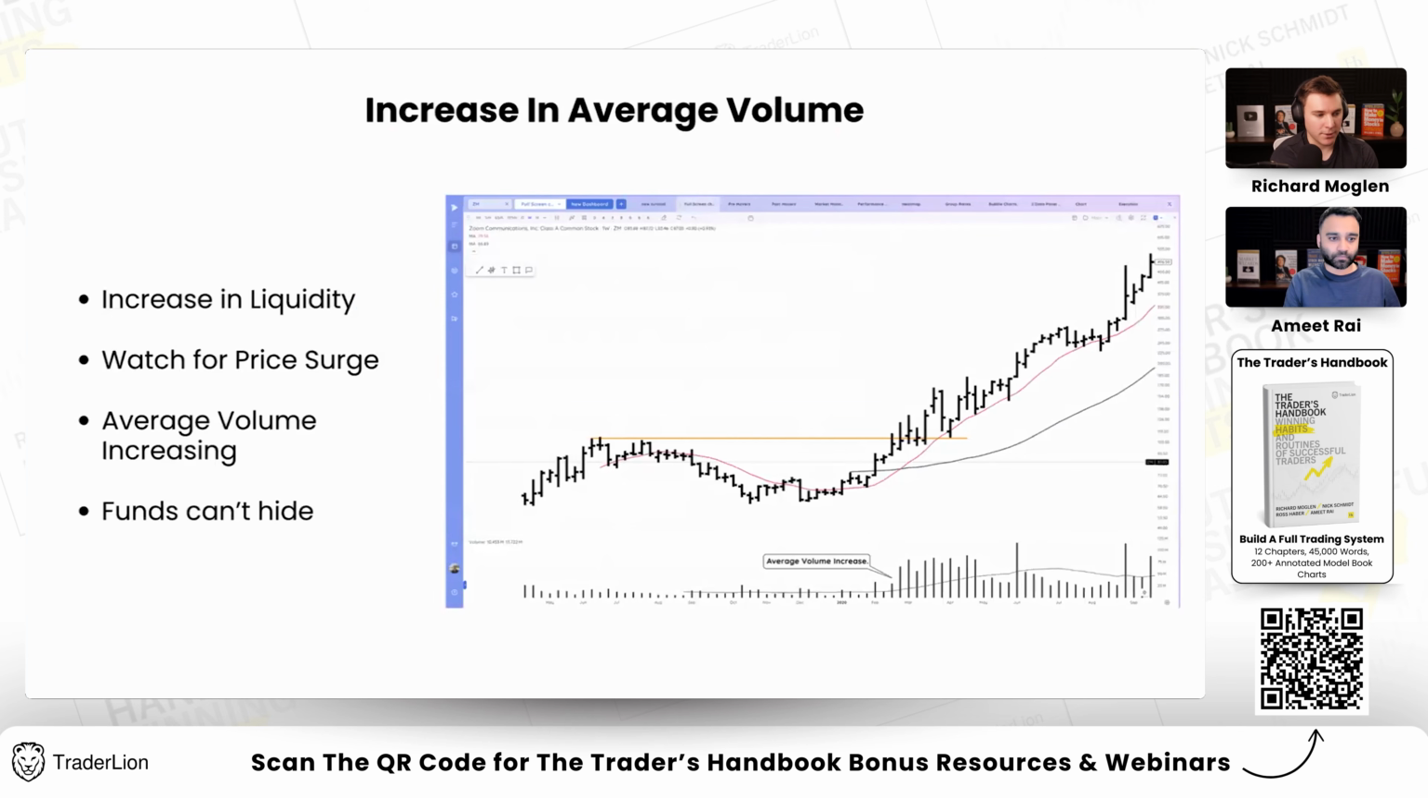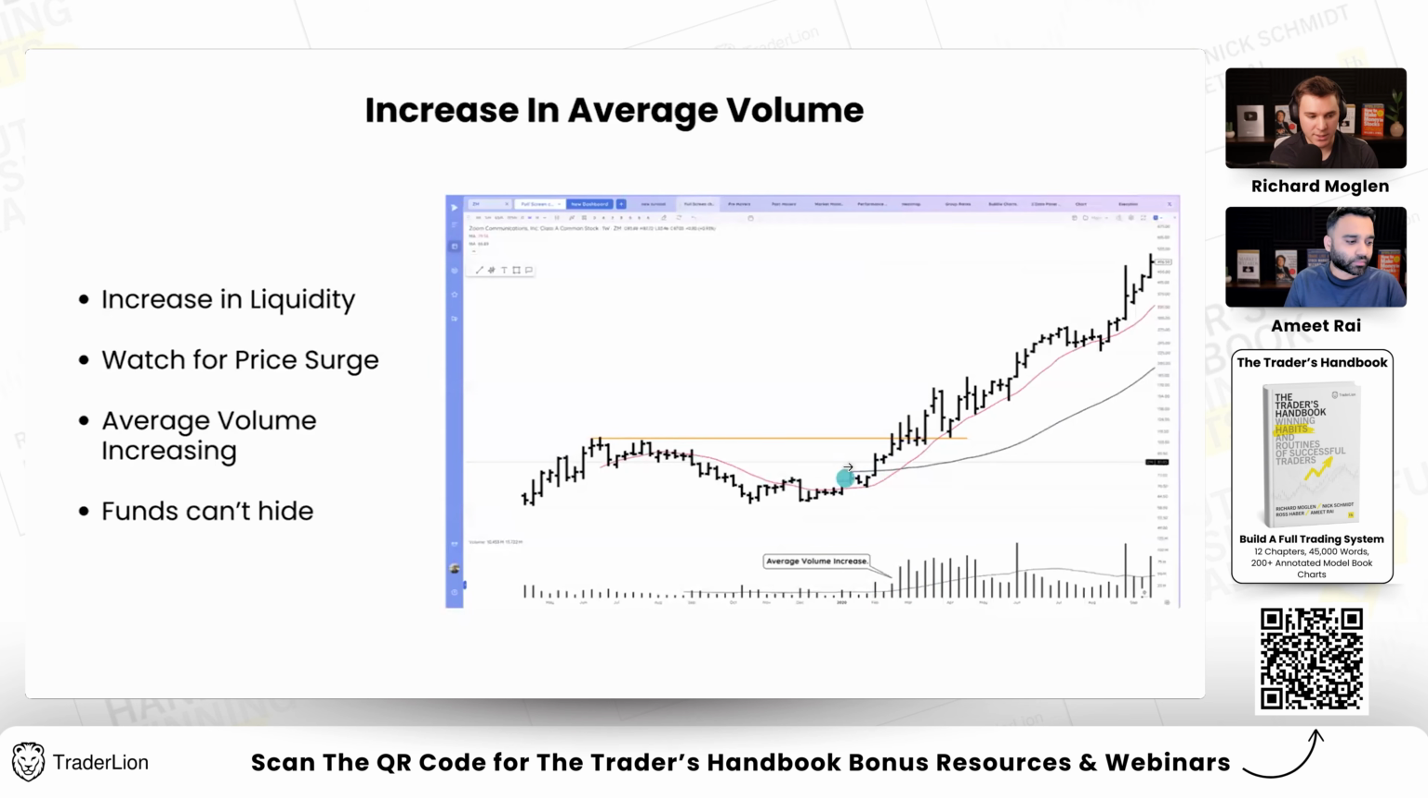So, increase in average volume. This basically identifies an increase in liquidity. Watch for a price surge in addition to an increase in average volume. And to identify this, how do you do that? You look for the moving average line to be increasing. It's that simple as well.